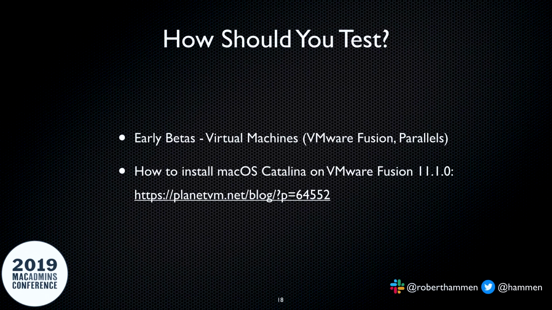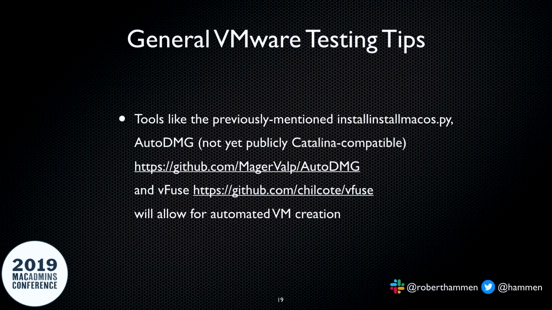Now, this is complicated by the fact that the Catalina beta would not easily install on VMware Fusion, but some people figured out a methodology how to do so. It involves actually configuring it like it's a Windows machine for parts of the installation and then configuring it back as Mac. And the link is on that page.